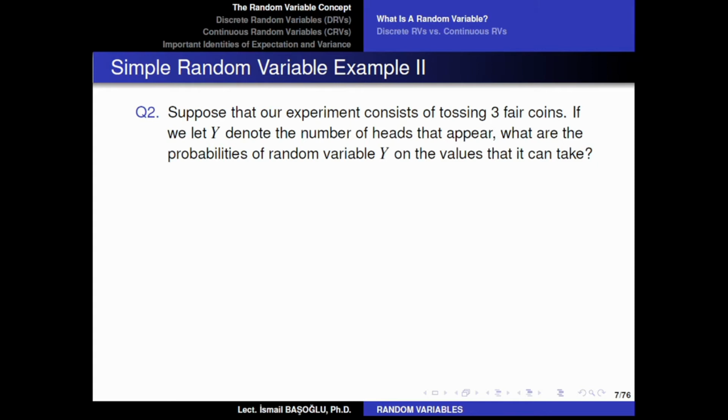Question number 2. Suppose that our experiment consists of tossing 3 fair coins. So we are going to make this a little more complicated. This time we define y as the number of heads that appear again. However, this time we have 3 coin tosses. So what are the probabilities of random variable y on the values that it can take? Again, a similar question is asked. So the question firstly asks, what are the possible values y can take? And secondly, it asks, what are the probabilities for random variable to take on these values? So we are going to do the same.